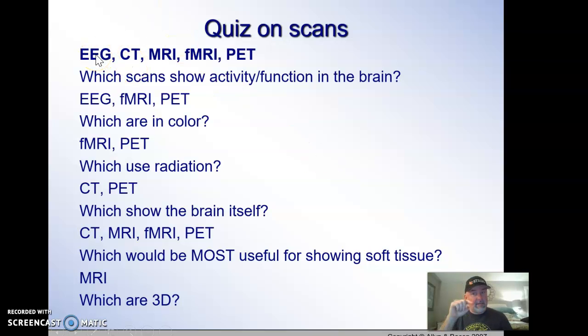EEG is not 3D. It's just, again, 2D, up and down. And then really, in a way, what we're talking about with fMRI and PETs is they're in 4D, as Mr. Davis was talking about, because we have time as well. But all of these are in 3D. These two are in 4D, so it would be all but the EEG.